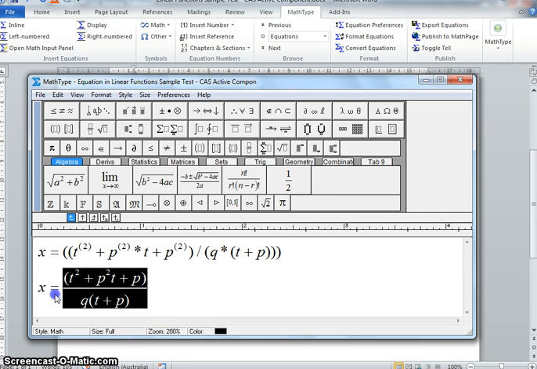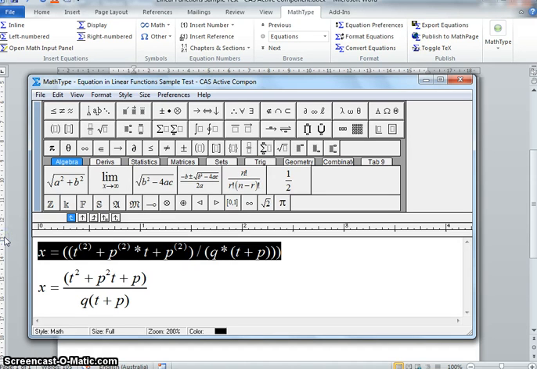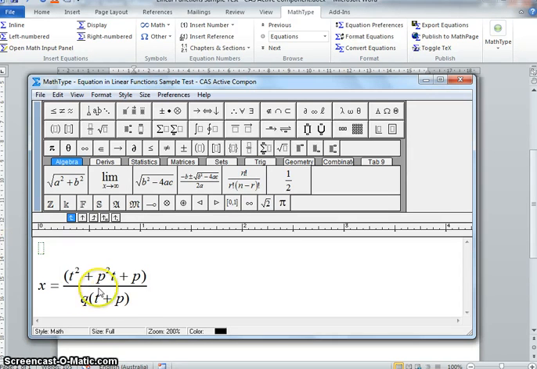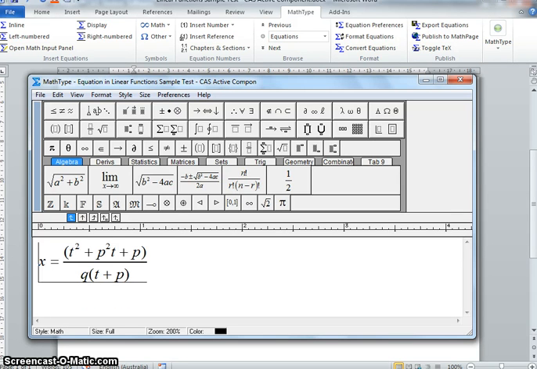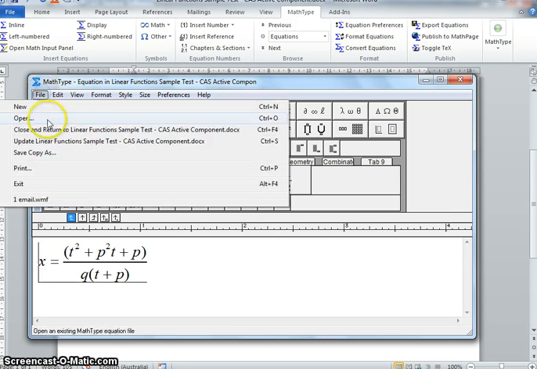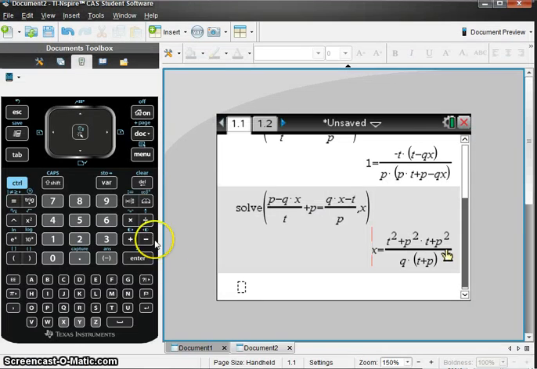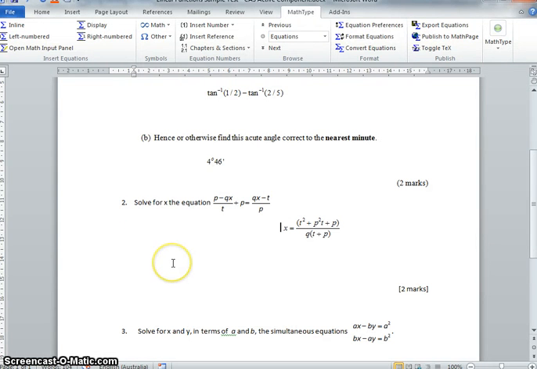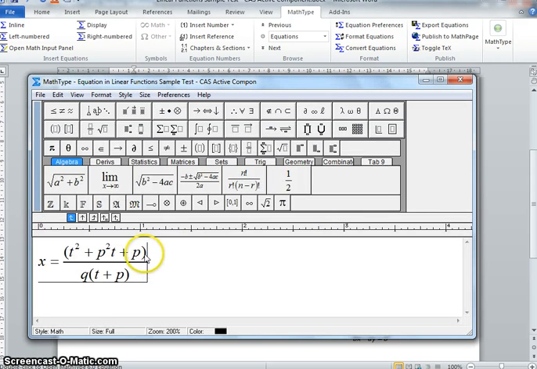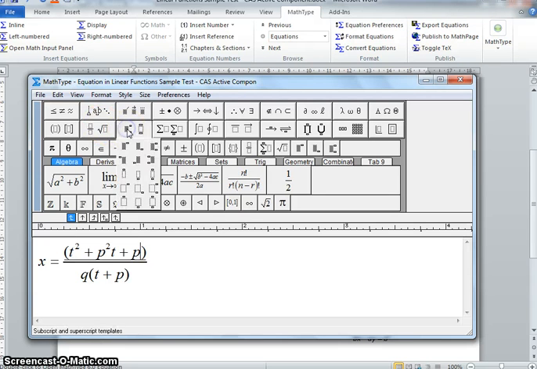We'll just copy this part. We don't need that any longer. Copy this straight into our Word document. Needless to say, in the test you'll be doing all this by hand. You won't have to worry about typing it up. But there will be the answer. Should have been a p squared there. I'll just put that power 2 in.